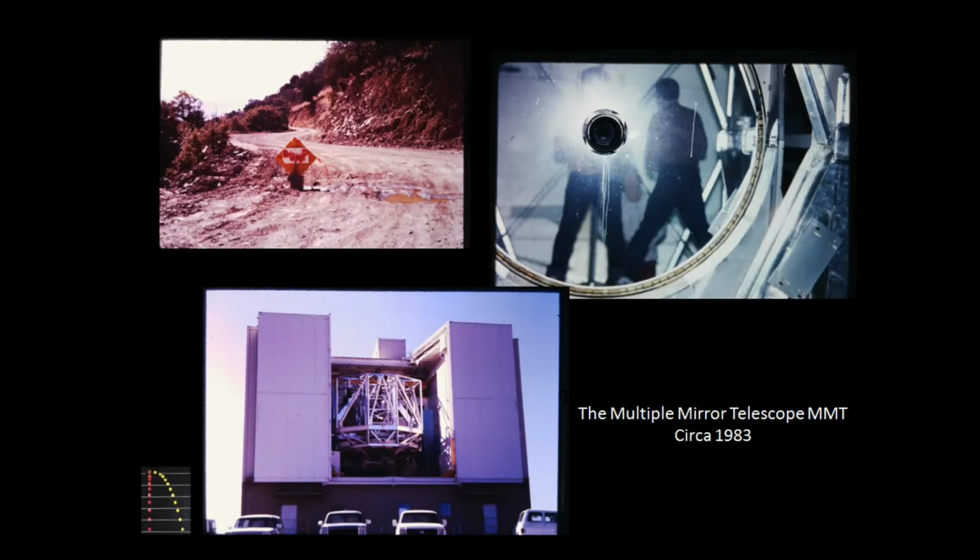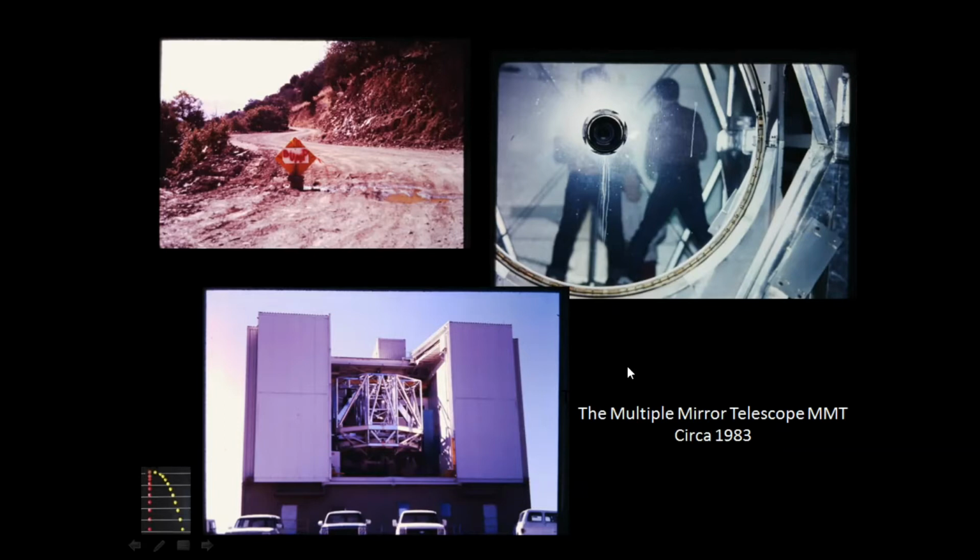This was the original road up to the facility. This was the original MMT. It's now the Mighty Mirror Telescope. The 6 mirrors were replaced with one big one. Here's what one of the mirrors looked like, and that's me behind the flash. And this was a very interesting experiment in optical science.